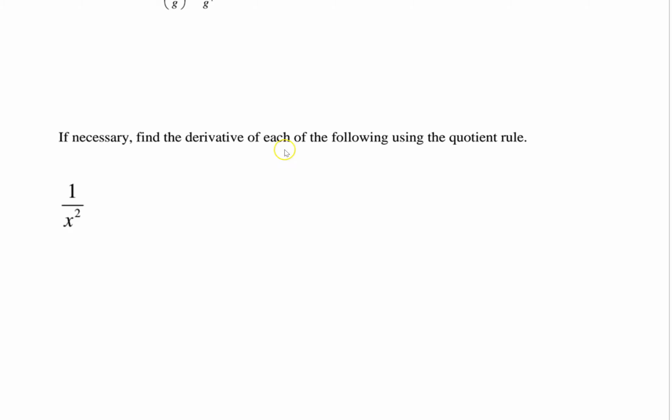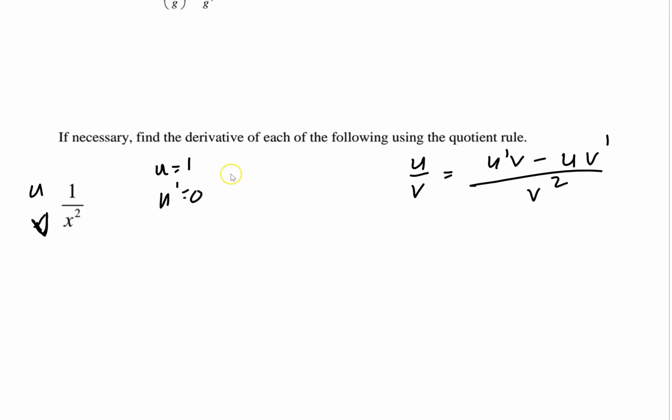If necessary, find the derivative of each of the following using the quotient rule. If you look at this first one here, if I was doing the formula, I'll write it right here, u over v in our formula sheet, that would basically just be the derivative of the top, u prime, v minus, switch it, u times v prime, all over the bottom squared. So this would be my u, this would be my v. U is 1, u prime would be 0, v is x squared, v prime would be 2x. Bring it down, subtract 1 off.